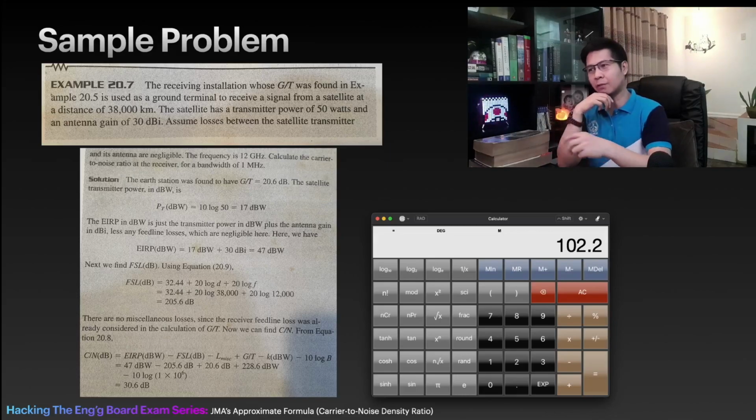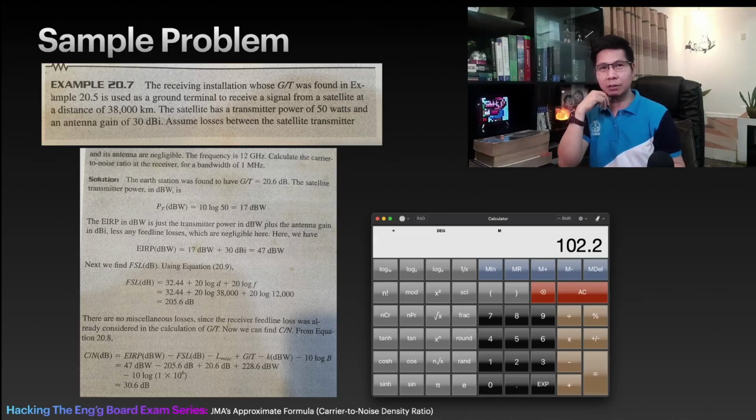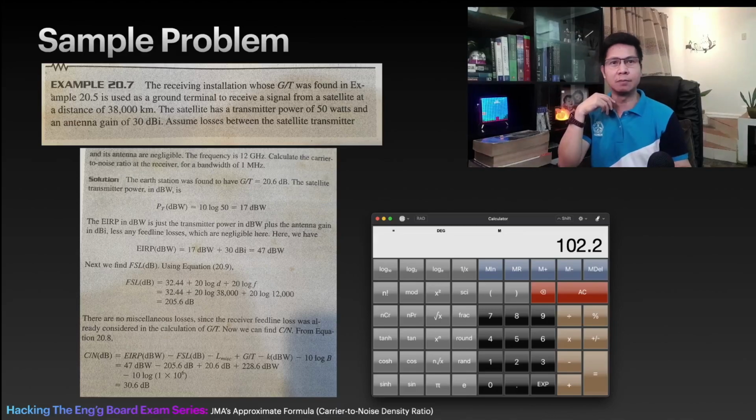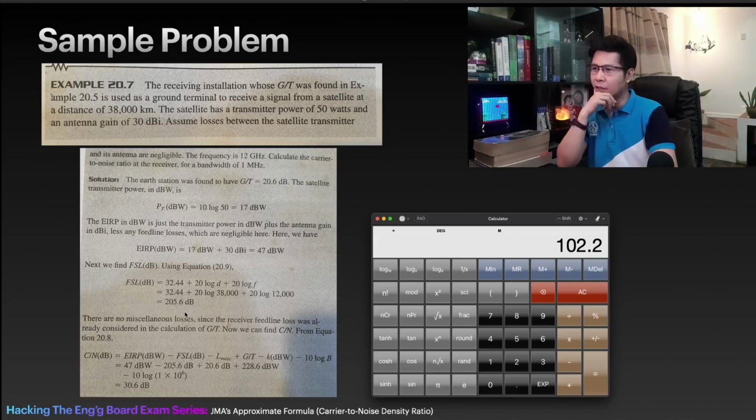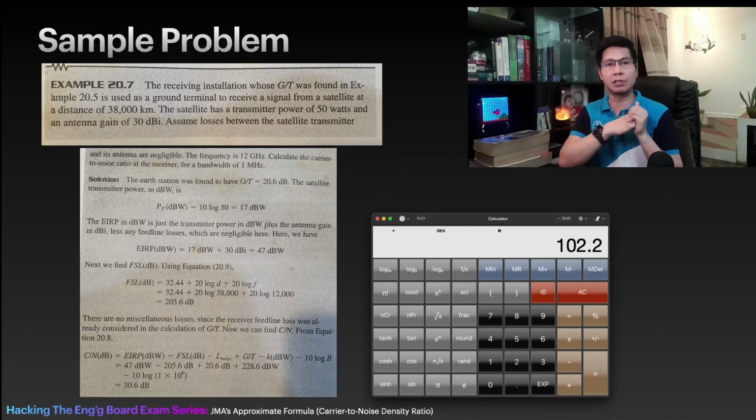So, makakatipid ka pa ng konti sa pagpindot sa calcu. Baka masobrahan ka pa ng 0. So, instead of using 32.4, you could use 92.4. So, 92.4 plus 20 log 38 plus 20 log ng 12. O kung gusto mo sa bilis, that's 92.4 plus 20 log ng 38 times 12. And the answer for this one is 205.6 dB. Yung loss due to attenuation. So, this one is for free-space condition.